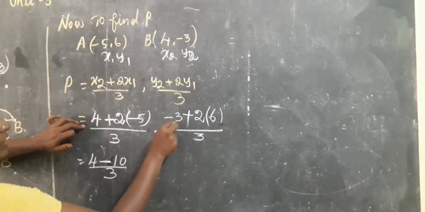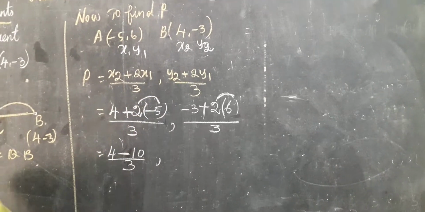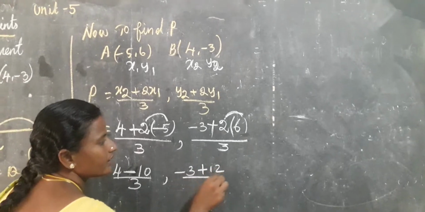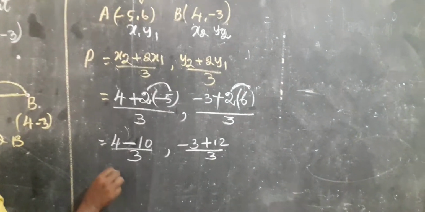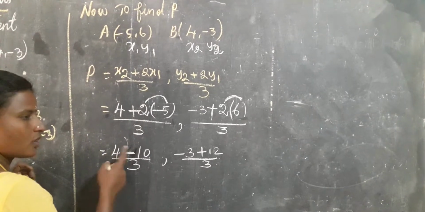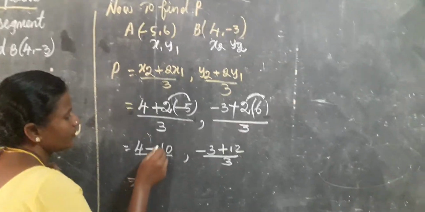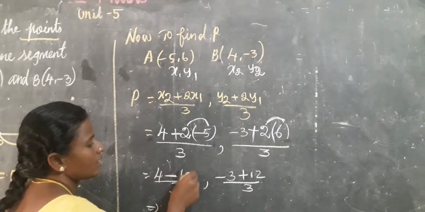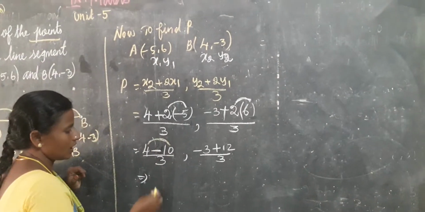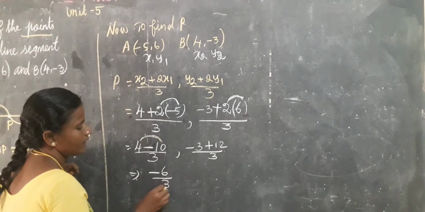Comma, 2 6s are 12. Here also put that mark. Minus 3 plus 12 divided by 3. Next, plus 4 minus 10. Different signs, subtract and put the greater sign. So 4 minus 10, subtract the value and put the minus: minus 6 divided by 3.